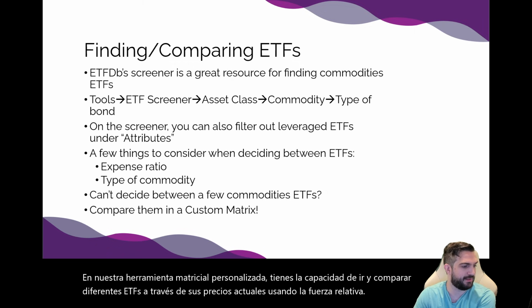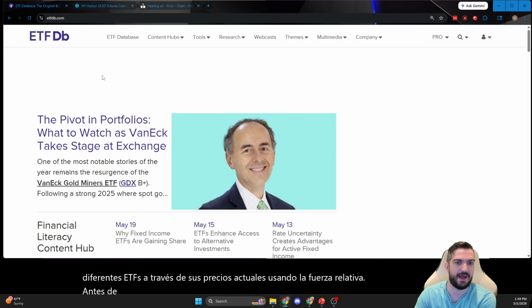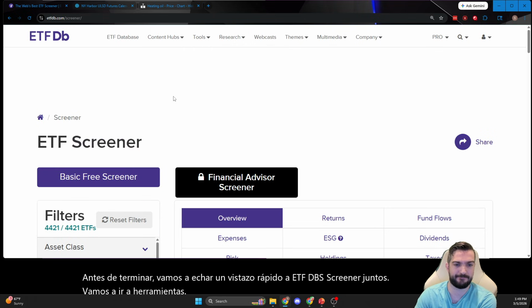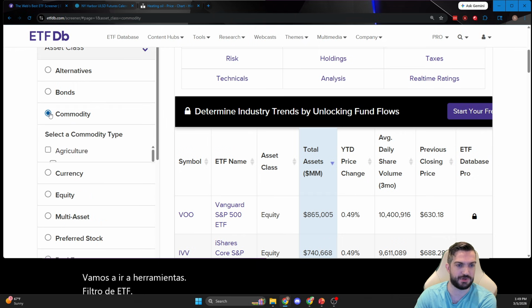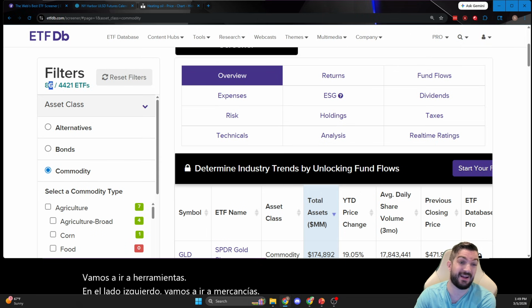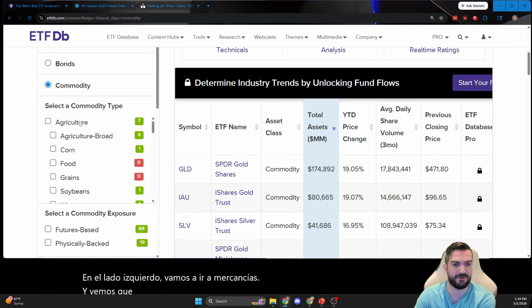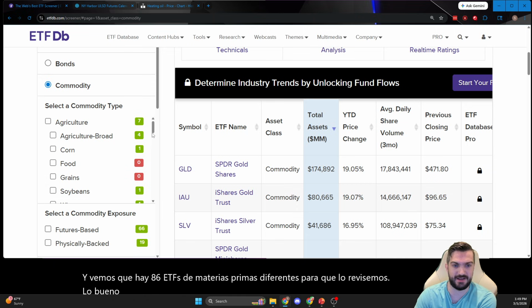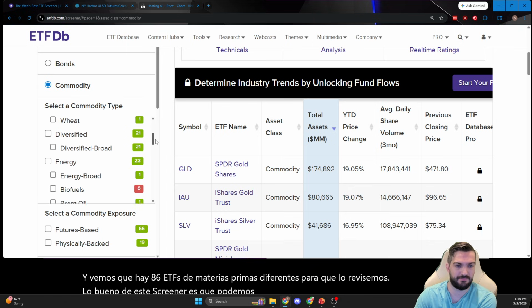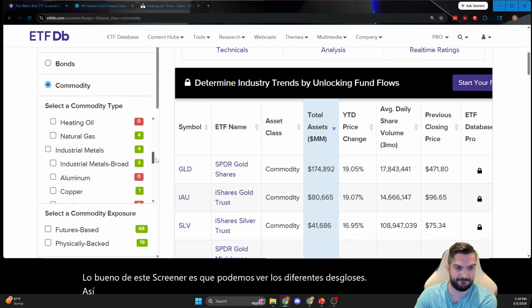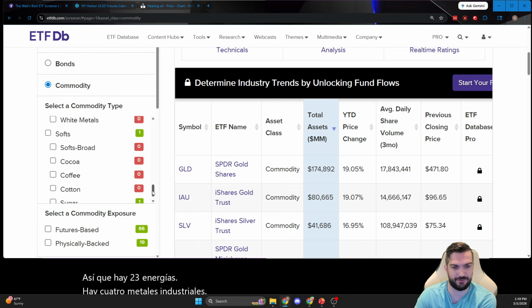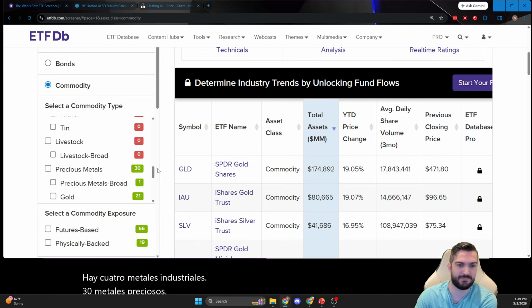Before we wrap things up, let's go quickly and take a look at ETFDB's screener together. We're going to go to Tools, ETF Screener. On the left side, we're going to go to Commodity, and we see that there are 86 different commodity ETFs for us to look at. The nice thing about this screener is that we can see the different breakdowns. So there are 23 energy. There are 4 industrial metals, 30 precious metals, most of them, by the way, gold.